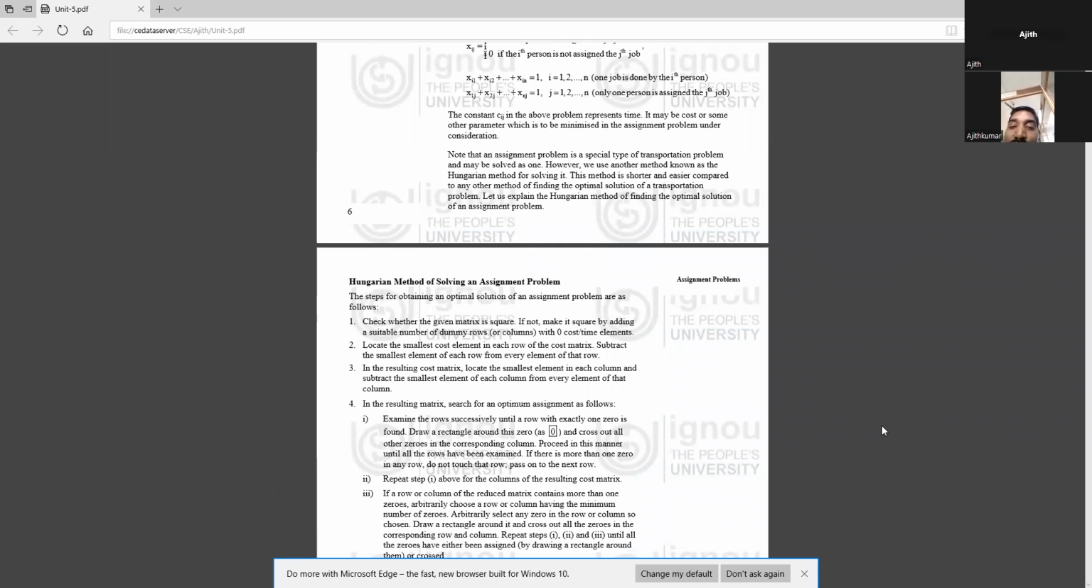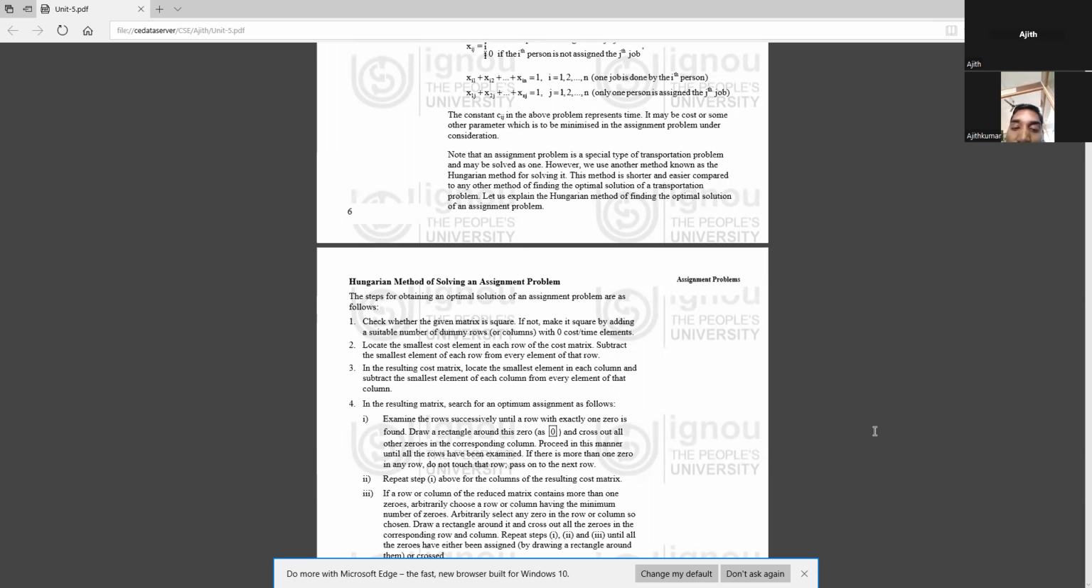Obtaining an optimal solution of an assignment problem. First, check whether the given matrix is square. If not square, add a dummy row or column with zero cost. Locate the smallest cost element in each row of the matrix. Subtract the smallest element of each row from every element of that row. In the resulting cost matrix, locate the smallest element in each column and subtract it from every element of that column.